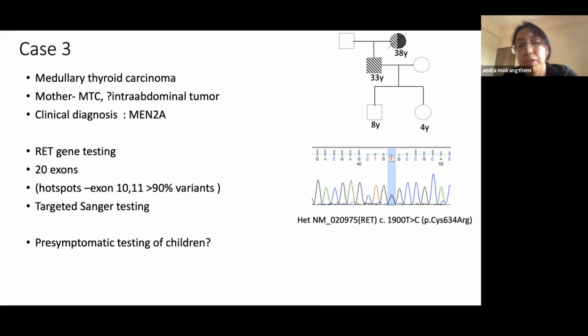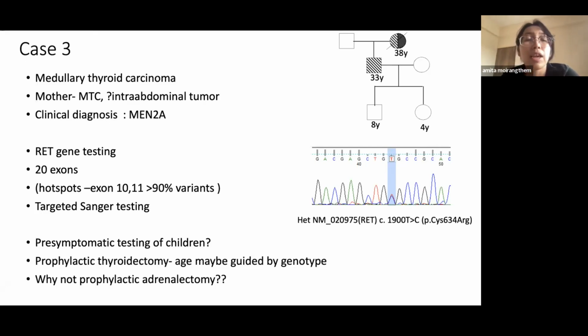So definitely pre-symptomatic testing of children is recommended with subsequent management in terms of thyroidectomy. And even the timing of the surgery, it is now established that the genotype, that means the particular mutation which is found in that family, may help in determining when the surgery has to be done.